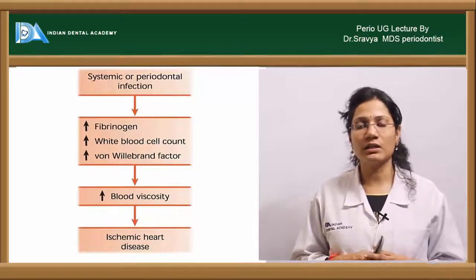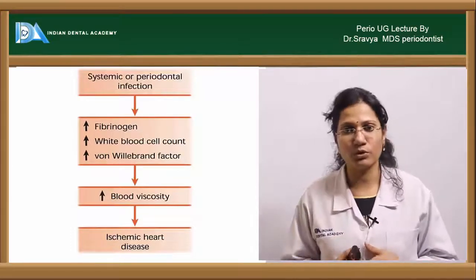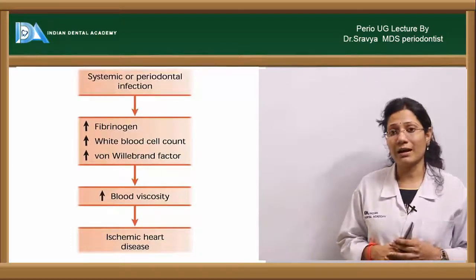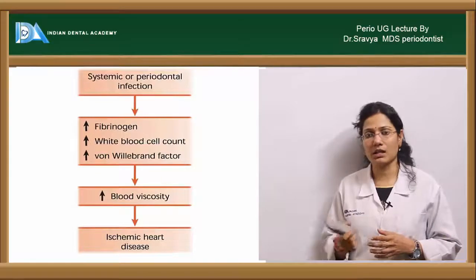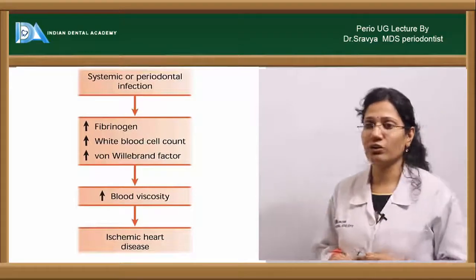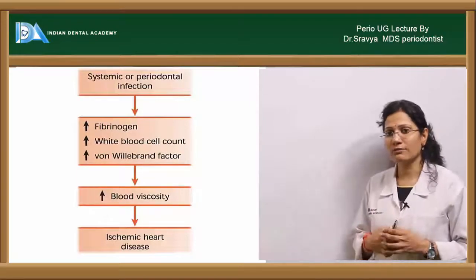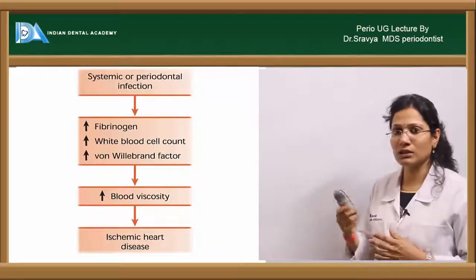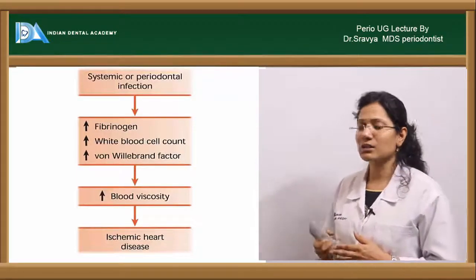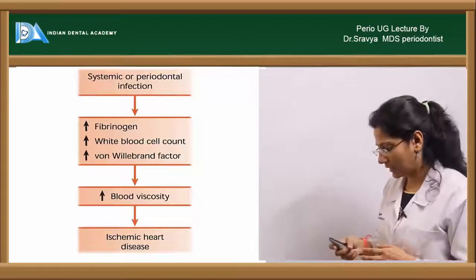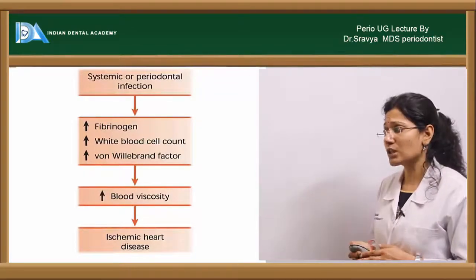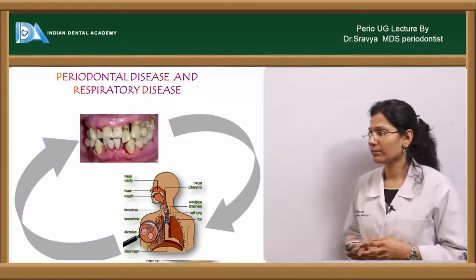The first thing is, as a result of your inflammatory process, there is an increase in the fibrinogen content, with an increased blood cell or white blood cell content, and an increase in the von Willebrand factor. Because of all these three increases in these three systems, there is an increase in the blood viscosity, thereby leading to any form of ischemic heart diseases.